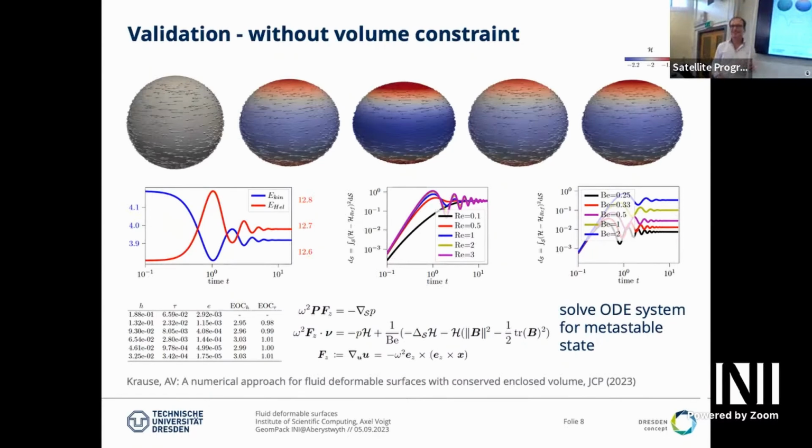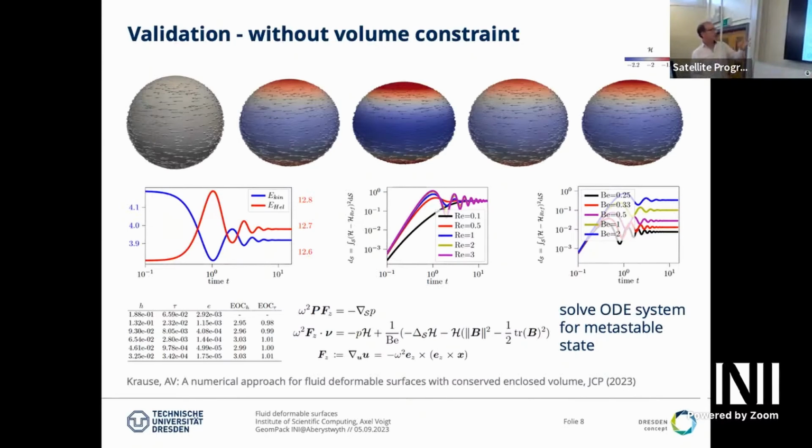Yep. Can I just ask? You've already gone to Stokes flow? No, it's Navier-Stokes here. So you're getting the oscillations? Yeah, the oscillations come from the inertia effects. Right. So the black curve, it's still not Stokes, but it's a very low Reynolds number. That's related. Yeah.